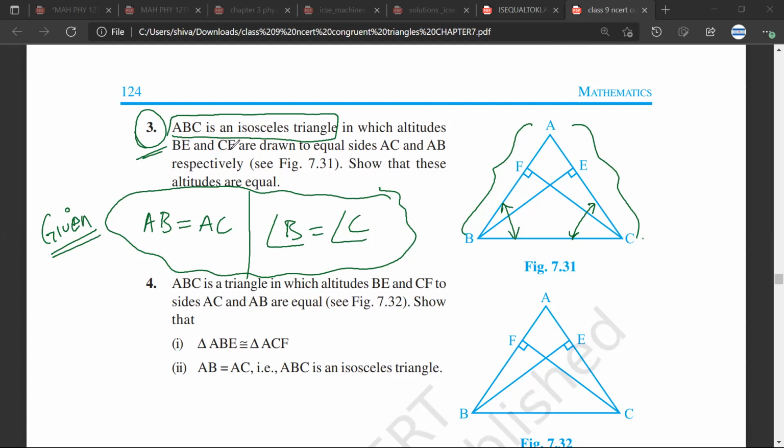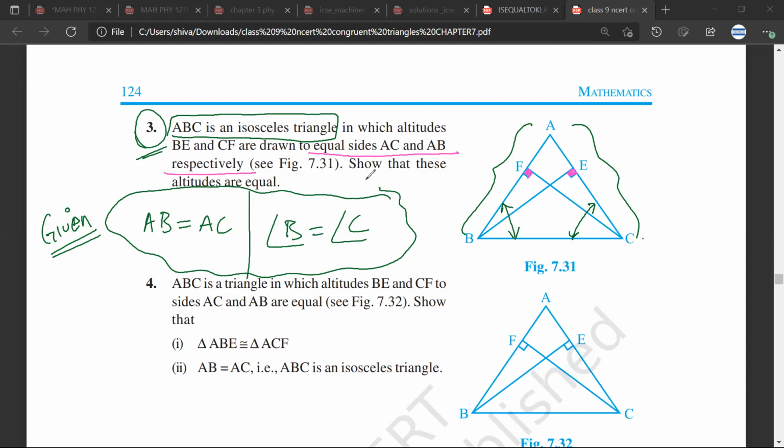In which altitudes BE and CF are drawn. So these are the altitudes. In one of the lectures we have already discussed, altitudes imply that these are perpendiculars. Sarthak, any problem? No, sir. Drawn to equal sides AC and AB respectively. So this AC and AB are equal sides. Any doubt till here? No, sir.